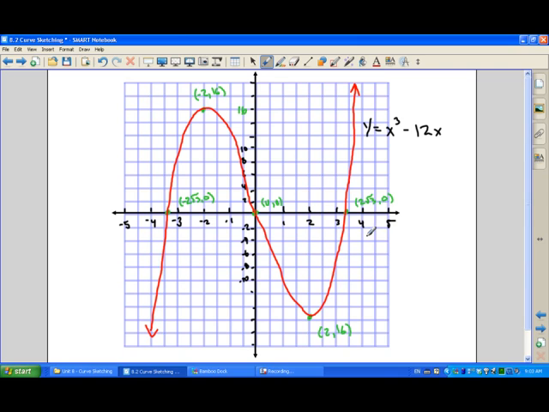So in class, we're going to spend some more time practicing. I'll do one more example, at least. Give you lots of time to practice different curve sketching.